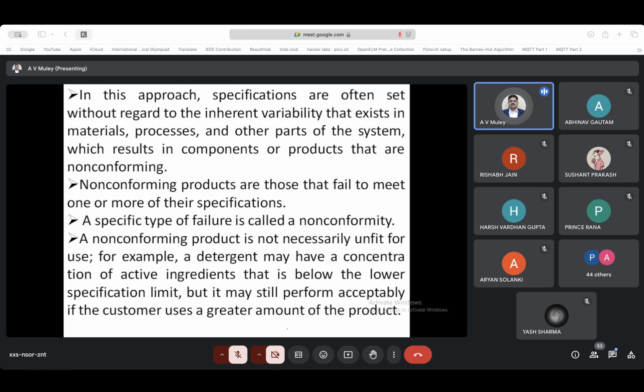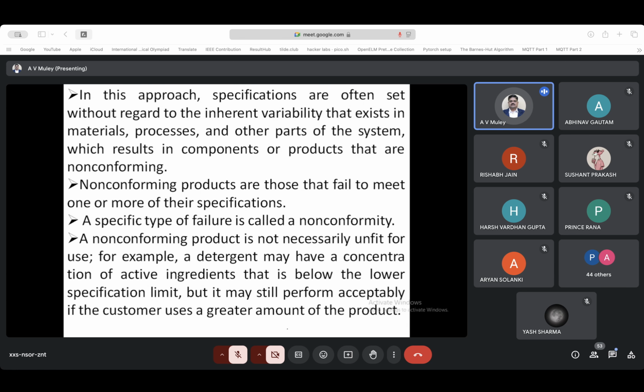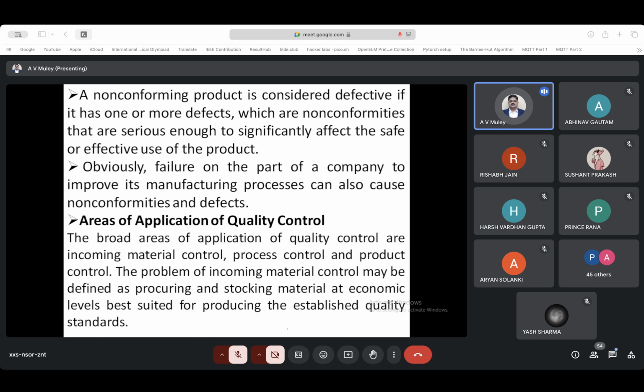So the ingredient is below the lower specification limit, but it may still perform acceptably if the customer uses a greater amount of product. तो एक के 2 चम्मच डाल दो, 3 डाल दो, तो फिर ठीक हो जाएगा, ठीक है. A non-conforming product is considered defective if it has one or more defects, which are non-conformities that are serious enough to significantly affect the safe and effective use of the product.